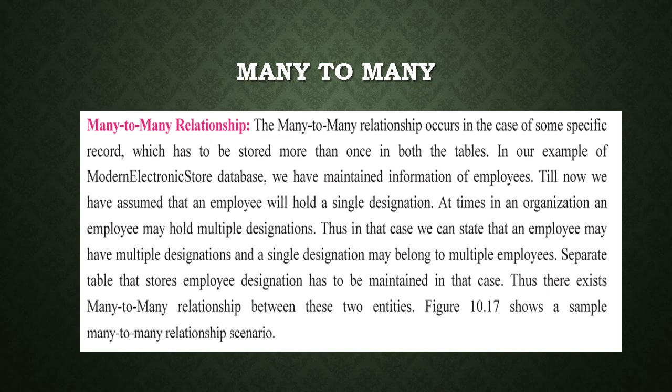So you can see the separate table that stores employee designation has to be maintained in this case. Thus, there exists a many-to-many relationship between these two tables. So, if many records are associated with many other records in a table, then we can say there is a many-to-many relationship. I repeat, if many records of a table are associated with many records of the other table.